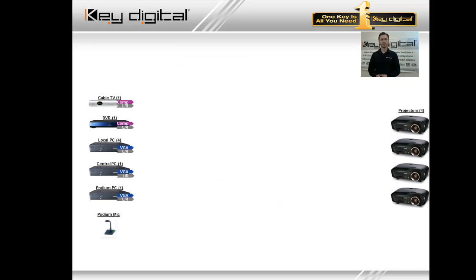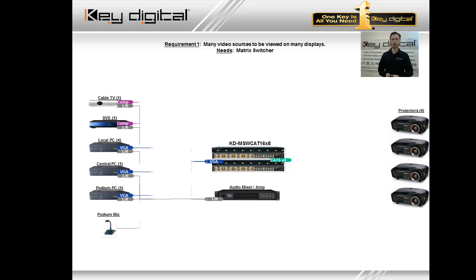So as we take a look at the sources here, we see cable and DVD, for example, are component video sources. We see that for the local PC alone, we have 4 local PCs. We have central PC, podium PC, okay? So we see here now, VGA, without a doubt, is the majority of the source devices. And since obviously these projectors support VGA in, that's going to be our majority rules format connectivity for this system.